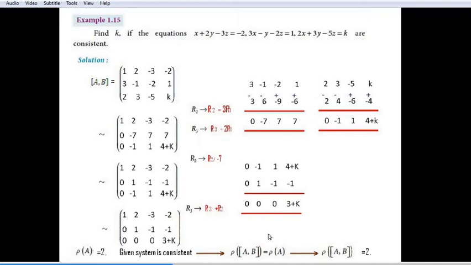To make rank AB equal to 2, 3 plus k should be equal to 0, because rank 2 means the last row should be all 0. So 3 plus k should be equal to 0, and from that k equals minus 3. This is the way we can find the unknown in the given system of equations.